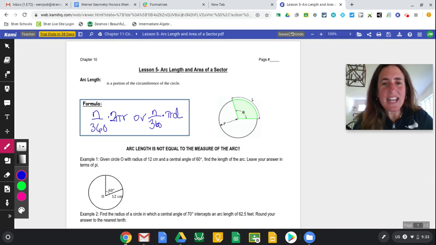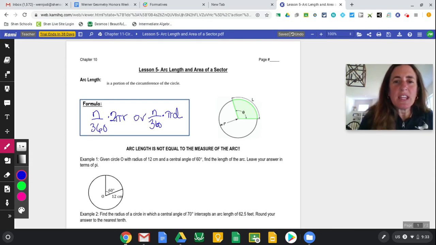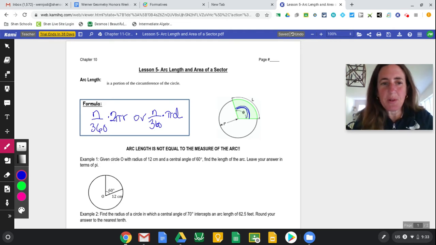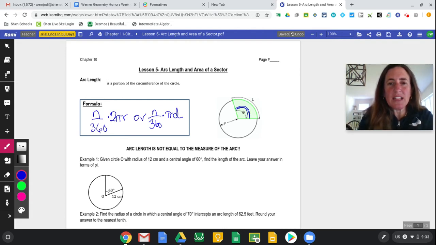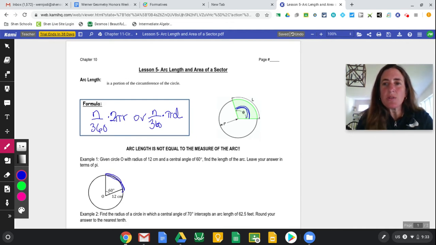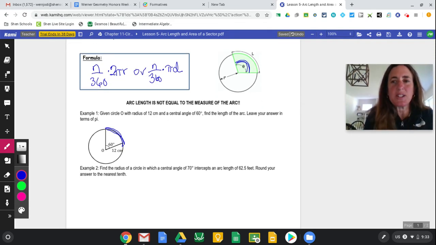Now, what is the n? The n is going to be the arc's central angle measure. Okay? So let's just look at a basic example first. This would be if we were to find the length of the arc. So the length of this piece right here, not the degree measure. We know the degree measure would be 60 because of that central angle there, but the actual length of it is what we want to find.